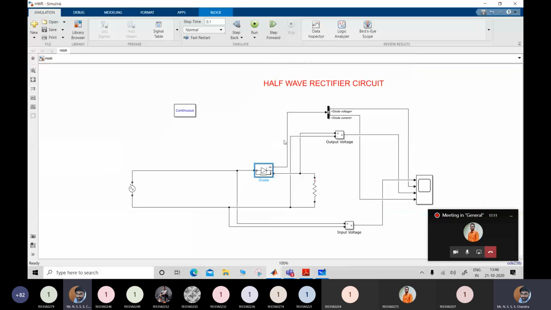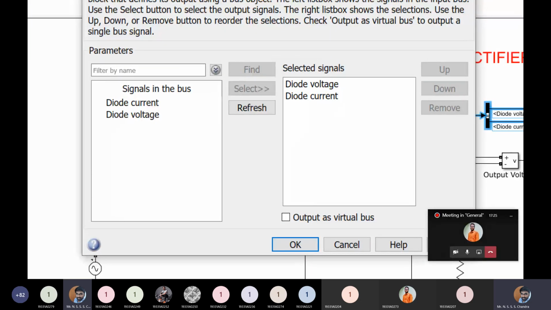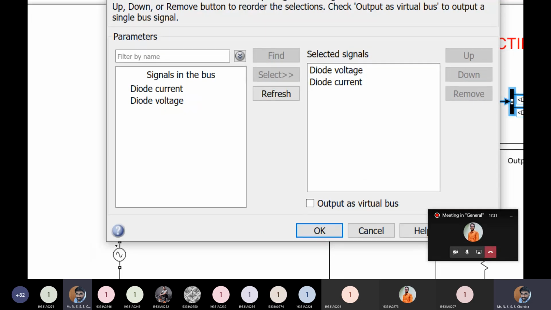In order to get what is there in the measurement, I'll use something called a bus selector. There are two signals in the bus selector: the diode current, which I'm getting from the diode, and also the diode voltage. I can simply select the signals, and the selected signals will be shown here. So here I have selected both the diode voltage and current.